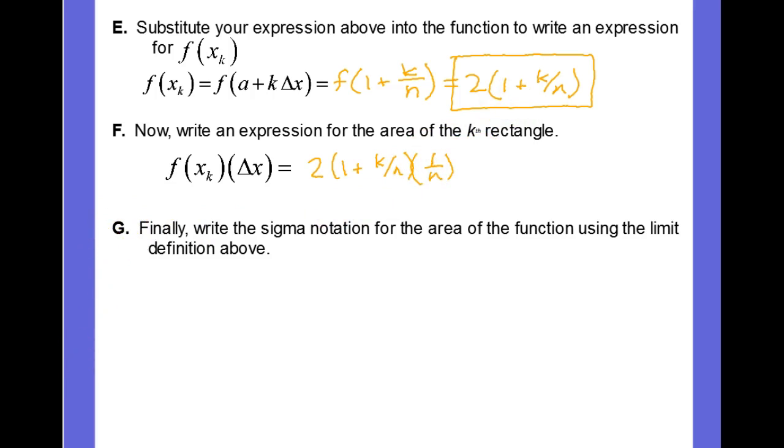And in part G, they want us to put all of this together. And so they want us to write the sigma notation for the area under the function using the limit definition. So let's do this. So this is going to be the definite integral from 1 to 2 of 2x dx, and that will be equal to the limit as n approaches infinity of the sum from k equals 1 to n of 2 times 1 plus k over n times 1 over n.